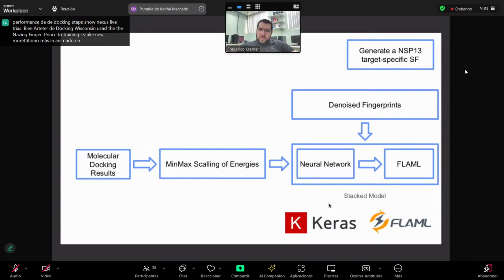This traditional machine learning model, which could be a random forest, an extremely randomized trees model, or a gradient boosting regressor, was trained using FLAML, which is an AutoML framework from Microsoft. So there is this neural network that produces a prediction, and then this prediction is concatenated with the denoised fingerprints, and then we recalculate the energy, trying to improve the prediction from the neural network.